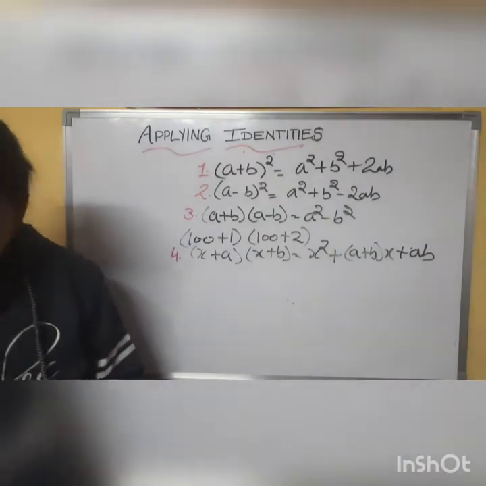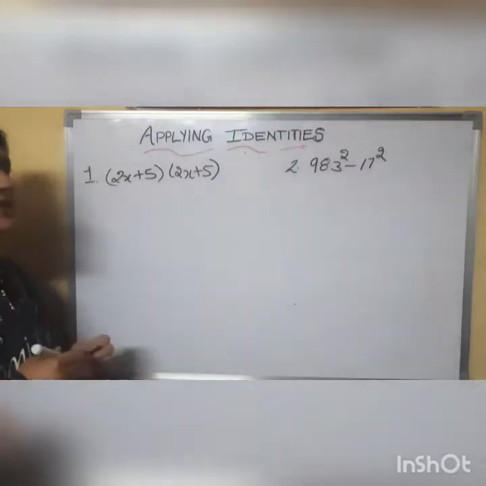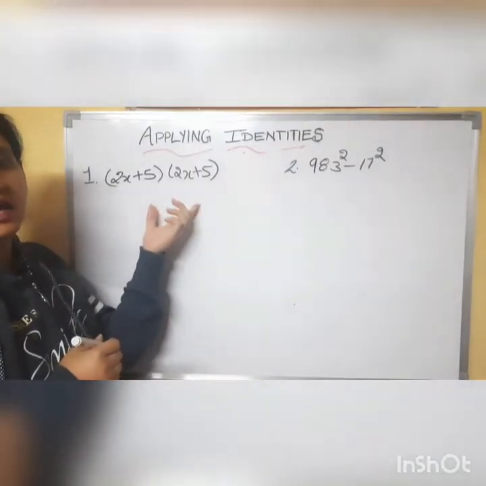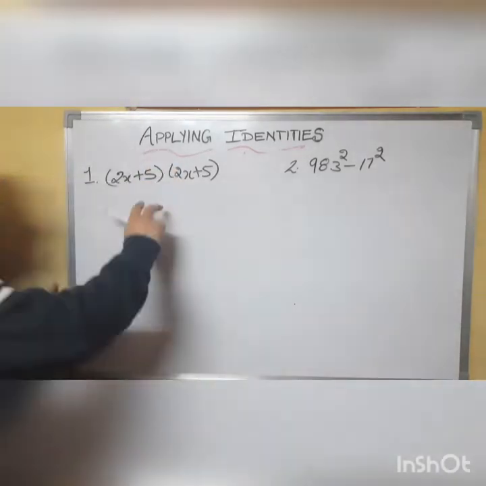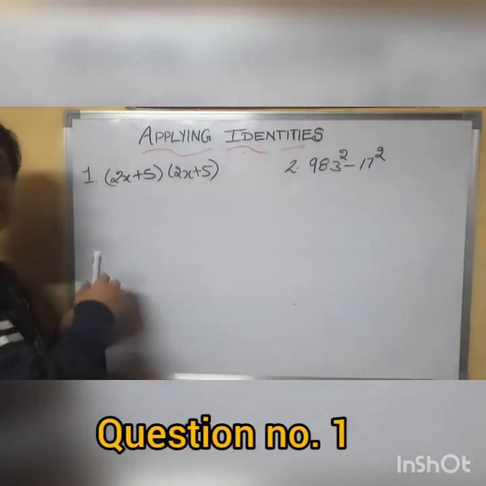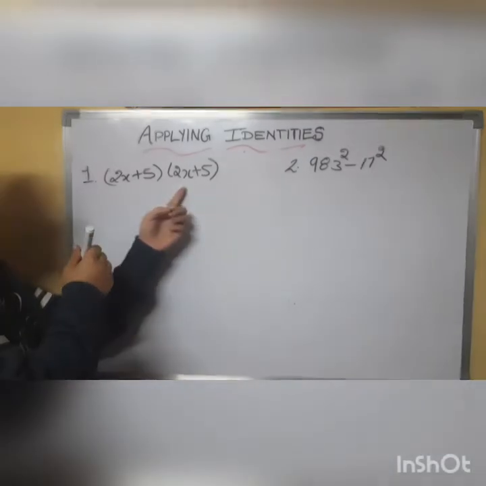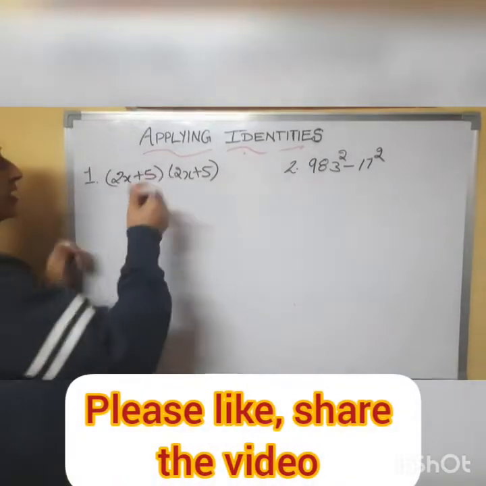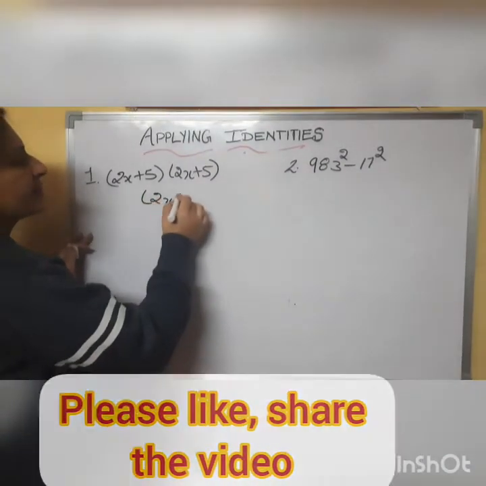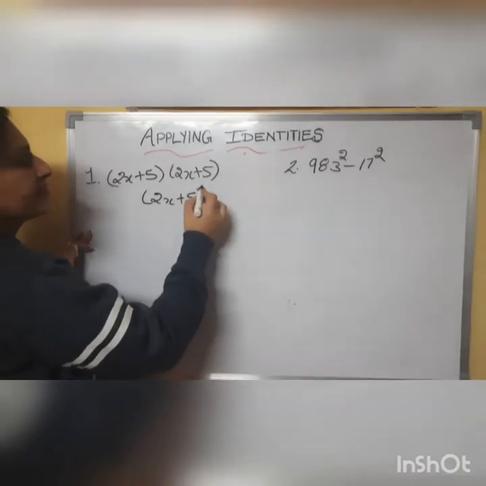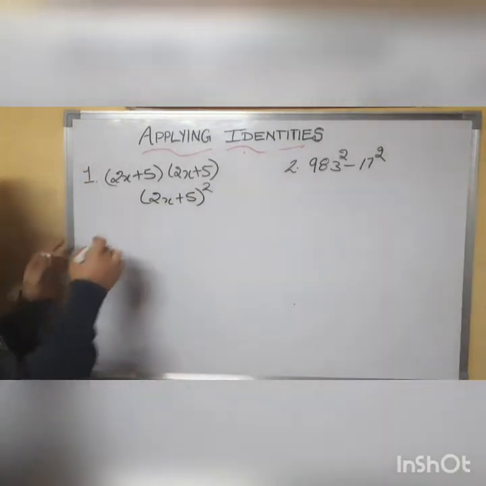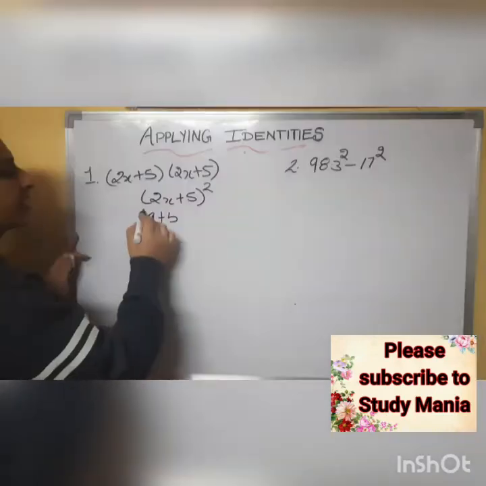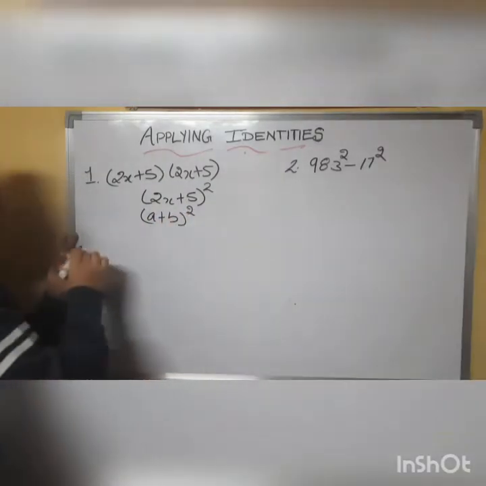So let us start with the questions now. Now see, in this type of question, how to apply the identity. We see the two brackets which have similar content, that means 2x plus 5 and 2x plus 5. Same content, it can be written in this form, (2x plus 5) raised to the power 2. That means (a plus b) whole square can be applied here. This identity we will be using.